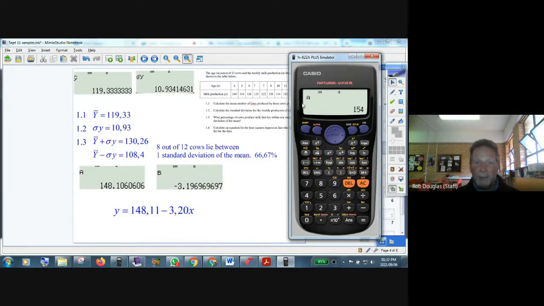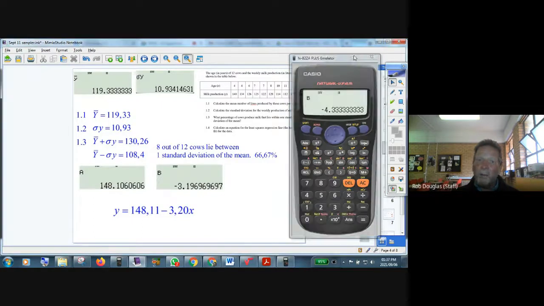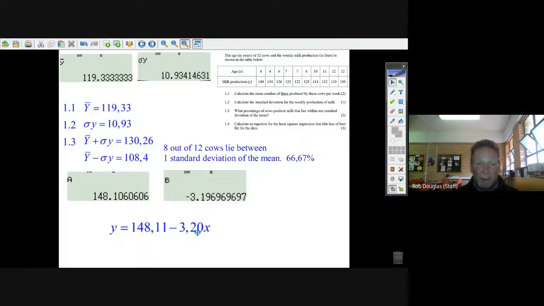Now, I didn't put in all the data. When you press it, you'll get 148.106. Then you clear it, hit shift, stat, and go to that regression thing again, number 5, and there it is, B. That's the gradient of this line, the number that goes in front of X. I only put in the first four pieces of data, so I got negative 4.33. Once you put in all the data, you'll get a nice number, which you round off. There's the equation of your regression line.